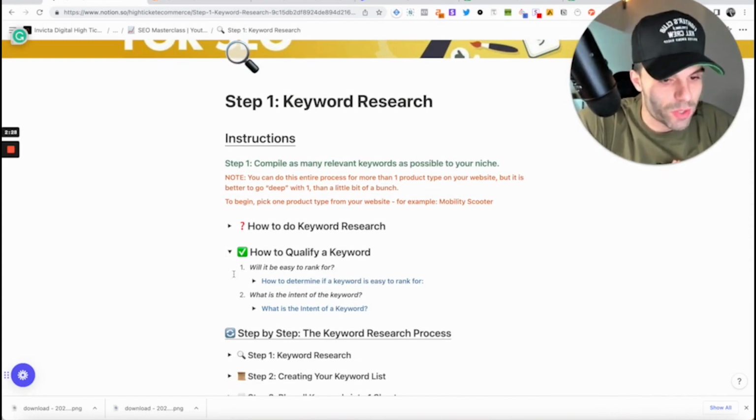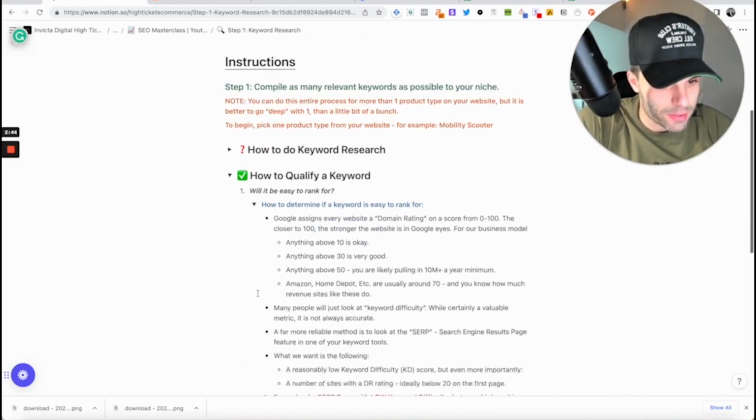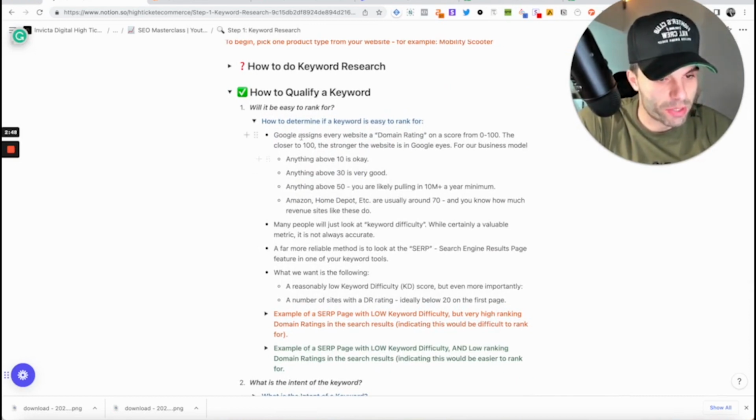To answer this question, most people just look at keyword difficulty, which can be a good preliminary assessment, but it's not exactly indicative of how easy it is to rank for a keyword. So what we do instead is we look at the search engine results page. This looks like a lot of text, but just to explain it quickly: every website on the internet, Ahrefs assigns a domain rating to. Domain rating is a scale of 0 to 100, which indicates how strong the website is.